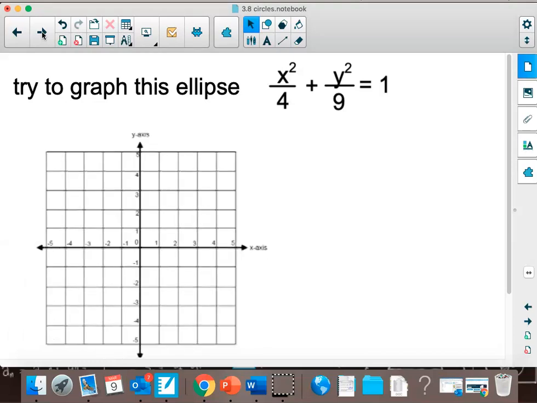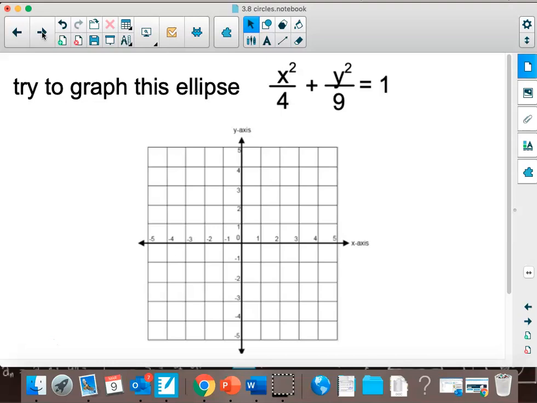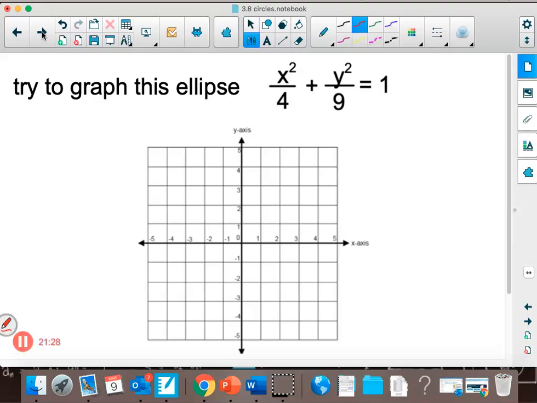Okay, so this is how I like to graph ellipses. First thing I do is I plot the center. Now the center of an ellipse is just like the center of a circle. It's whatever number is being subtracted from your x and whatever number is being subtracted from your y. So in this case, since we're not subtracting anything from x or y, what is the center? 0, 0. The center of this ellipse is 0, 0. So the first thing we do is we plot the center.